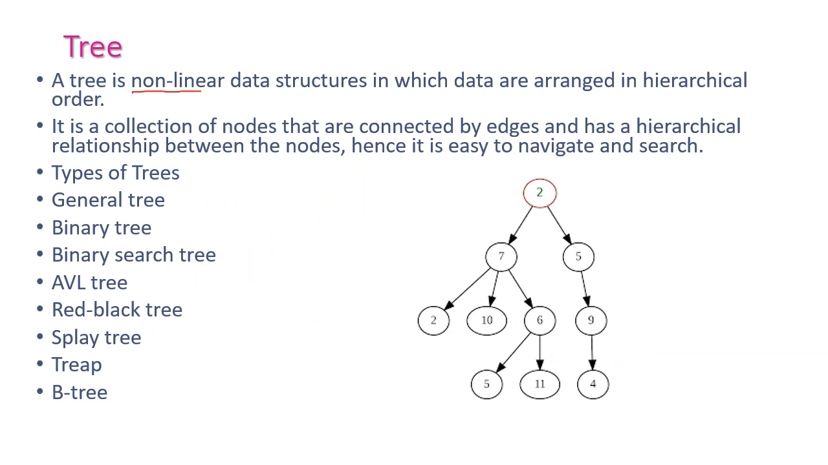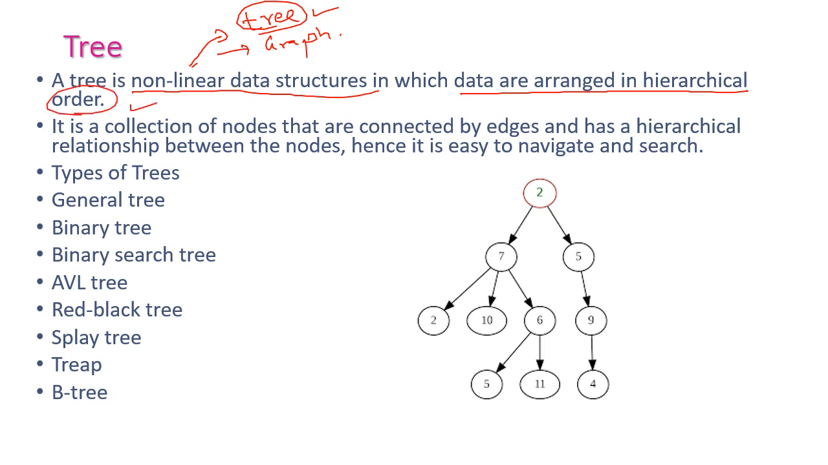And next let us see the nonlinear data structure. When it comes to nonlinear data structures, there are two types. The first one is tree and the second one is graph. First, let us see the tree structure. Tree is a structure where the data are arranged in hierarchical order.